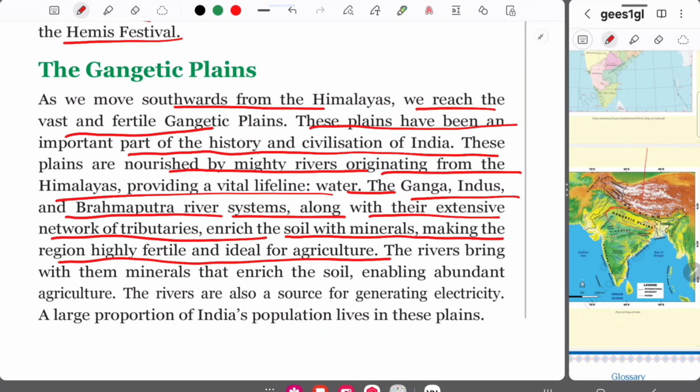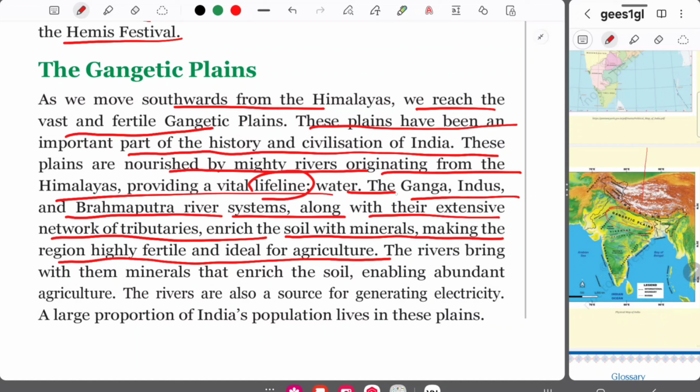See, in these northern plains, there are mighty rivers which provide water, a vital lifeline. And that is why you will find more human settlement in this area only, especially in this Gangetic plain area. Because the surface is plain, it is easier for transportation, isn't it? People can move from one place to another easily, as there are connecting roads and railway lines. You can easily construct railway tracks over there, as there are no mountains. So that is why most of the people used to settle here.